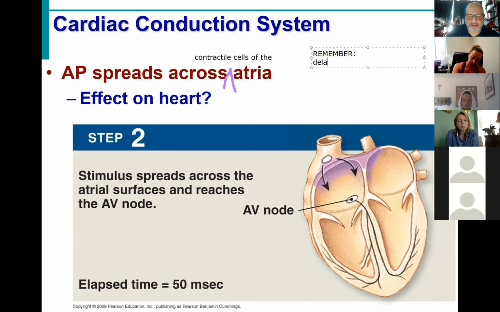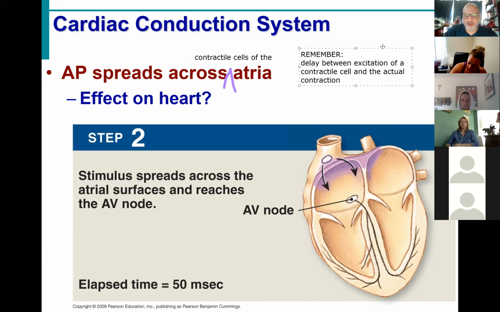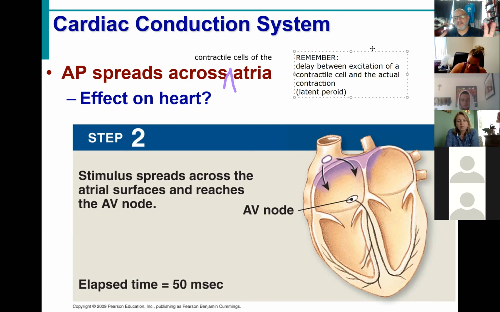One of the important things to remember about this process is that there is a delay between the excitation of a contractile cell and the actual contraction. So the second a contractile cell gets stimulated, it isn't instantly generating tension. There is a bit of a delay. We have that latent period. So it's not a direct measure of the action, but it is a direct measure of the electrical activity. The cell gets stimulated, and we know when it gets stimulated, it's going to contract. Not instantly, there is a little bit of a delay. So we know this action potential is going to spread across the atria, and that is going to stimulate those contractile cells, and the atria is going to contract.